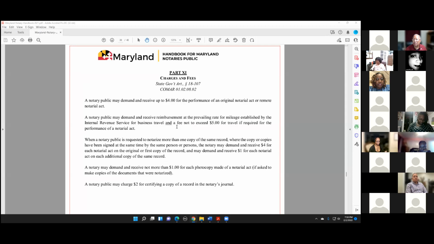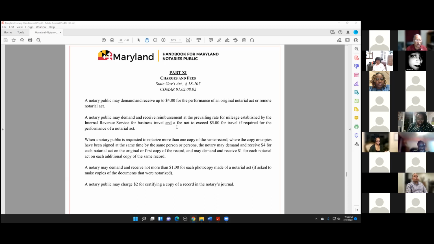We're gonna go over fees. We read this last time, but we'll go over it again so you completely understand what this is all about. A notary public may demand and receive up to $4 for performing an original notarial act or remote notarial act. A notary public may demand and receive reimbursement at the prevailing rate for mileage established by the Internal Revenue Service for business travel and a fee not to exceed $5 for travel if required for performance of the notarial act.